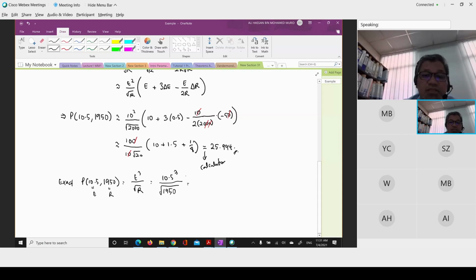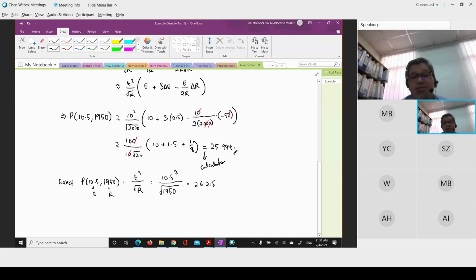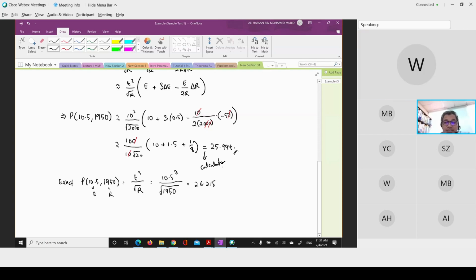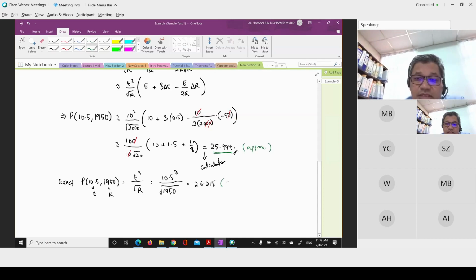Okay, can somebody calculate this value? 26.215. Okay, all right. So they're approximately close, isn't it? This is the approximate value, 25.95994 is the approximate. This is exact. So it's reasonably close, isn't it? The approximation is reasonably close to the exact value.